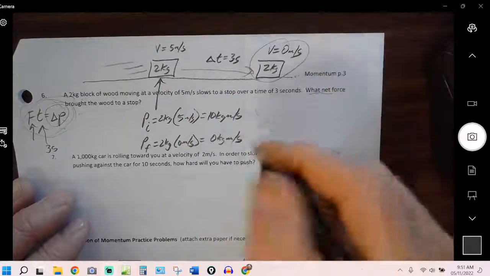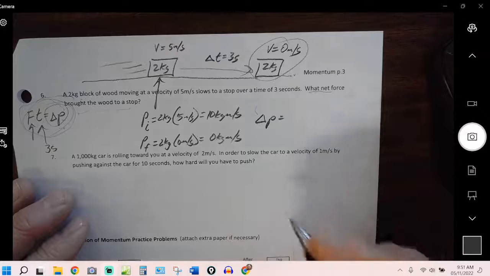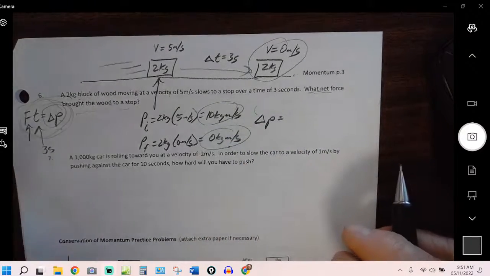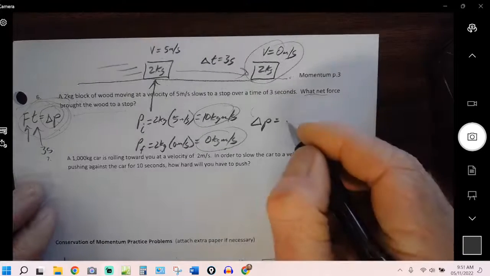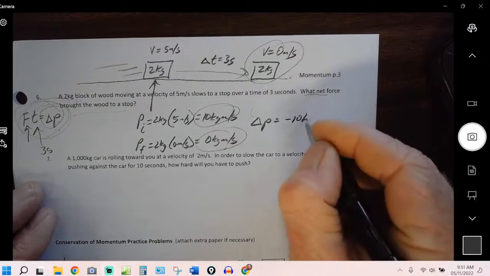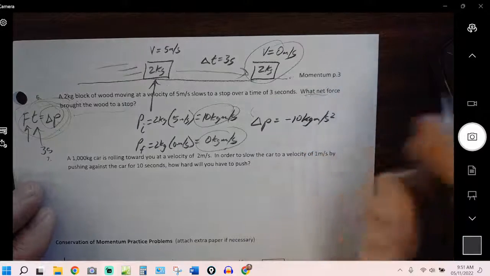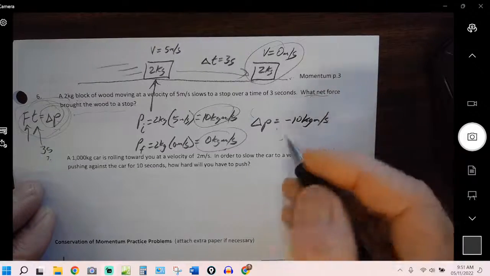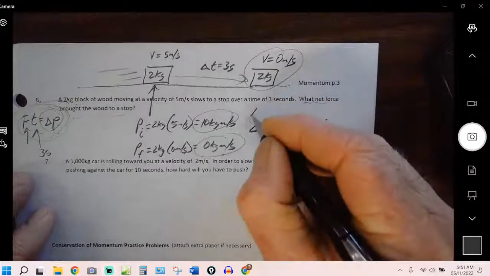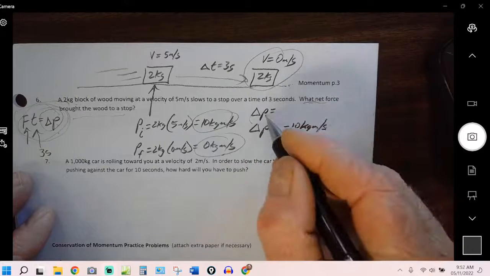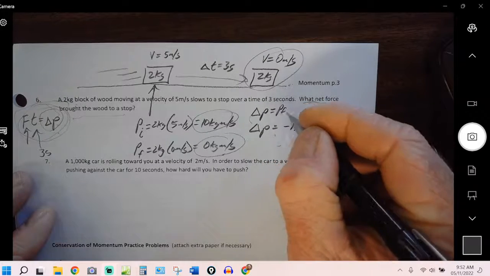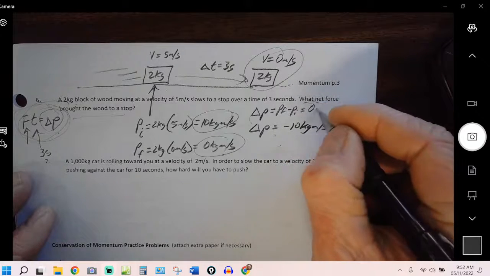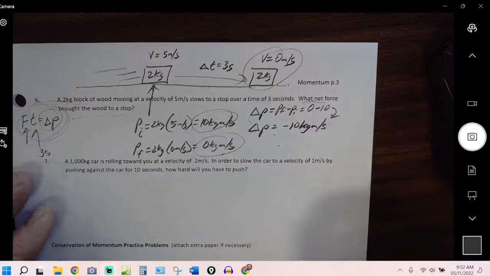So what's the change in momentum? Momentum was 10, now it's 0. Did it gain 10 or lose 10? Negative 10. Negative 10 kilograms meters per second. Oh, I almost put a second squared on there. And if you wanted to write this out in a formal fashion, change of momentum is the final momentum minus the initial momentum. So it's just going to be 0 minus 10, which gives you negative 10.